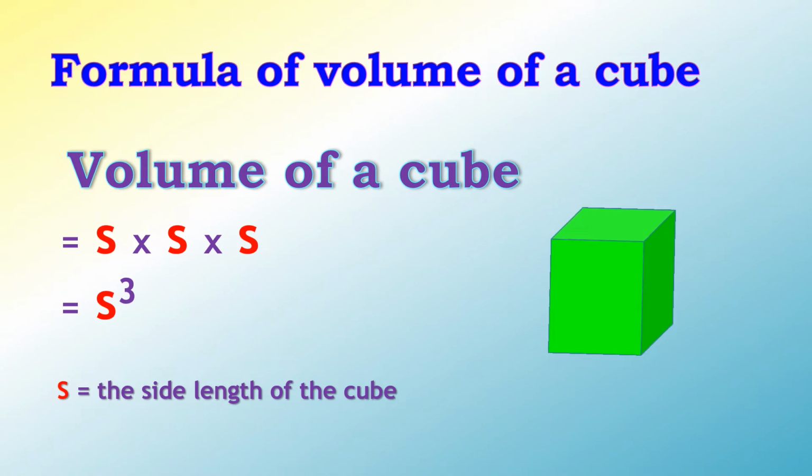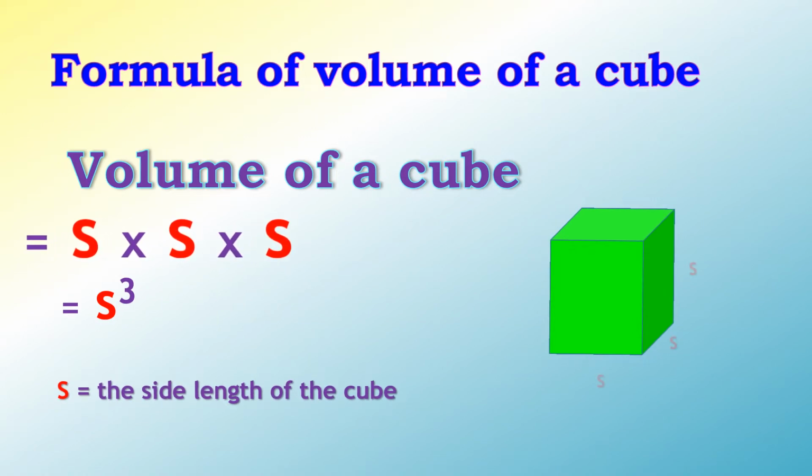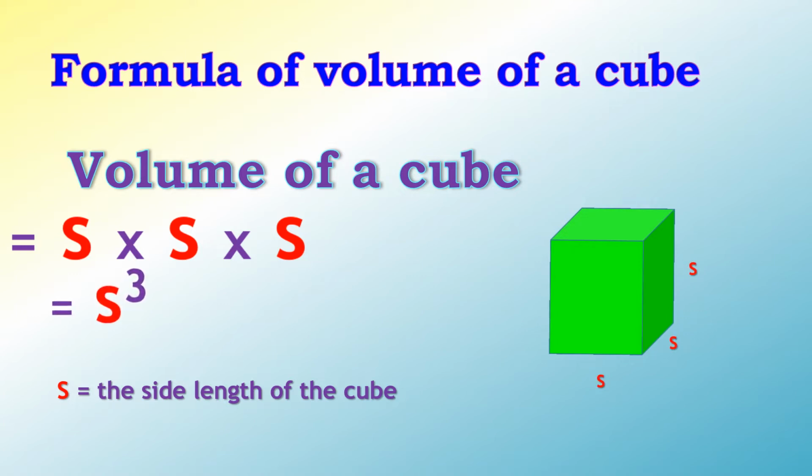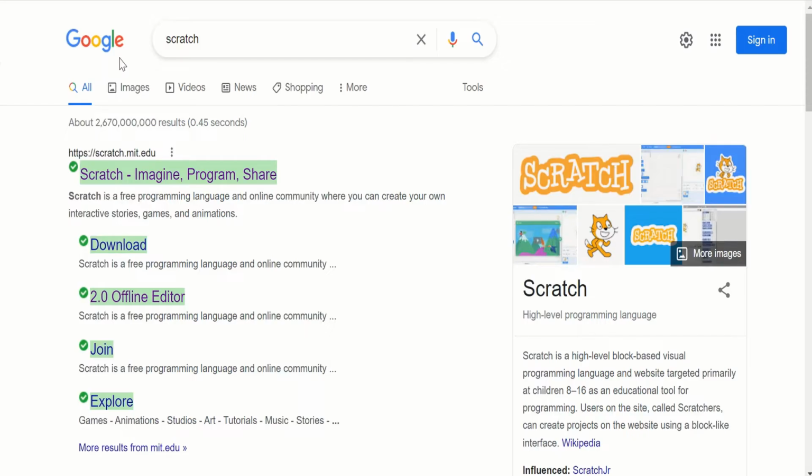We can calculate the volume of a cube by multiplying its side 3 times. Given the side length of the cube is S, the formula of the volume of a cube is cube of S. Now let me show you how to use Scratch to calculate the volume of a cube.